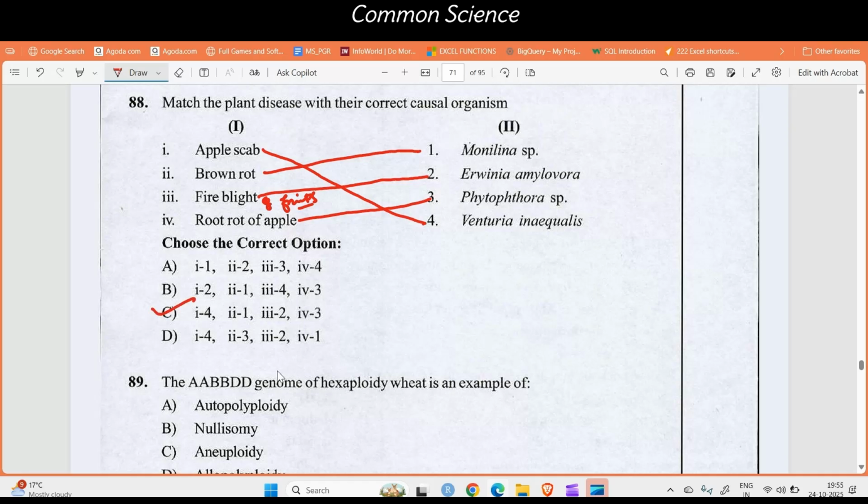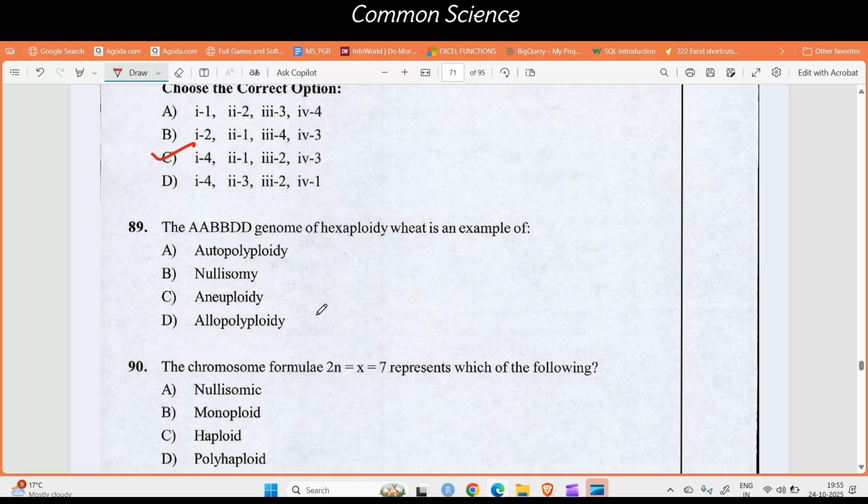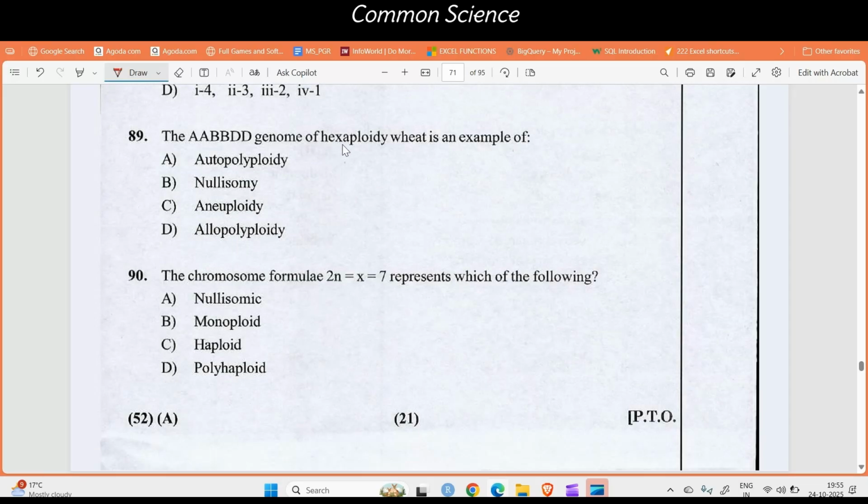Okay. Moving on to 89. The AABBDD genome of hexaploid wheat is an example of allopolyploidy. Okay, it's a polyploid, but these genomes have come from different species. Autopolyploidy is when you will be having AAAA. This is autopolyploidy, where the genome of the species itself gets duplicated.